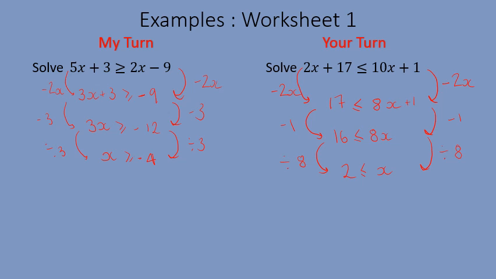Then I can carry on as normal like we have in previous lessons. I've got an add 1 here, so I subtract 1 from both sides. And then I've got a times by 8, so I divide both sides by 8. We end up with an inequality where the x is on the right-hand side. We prefer to have it on the left-hand side, so I'm just going to rewrite my answer as x, and then the inequality symbol needs to stay next to the x, so x is greater than or equal to 2.